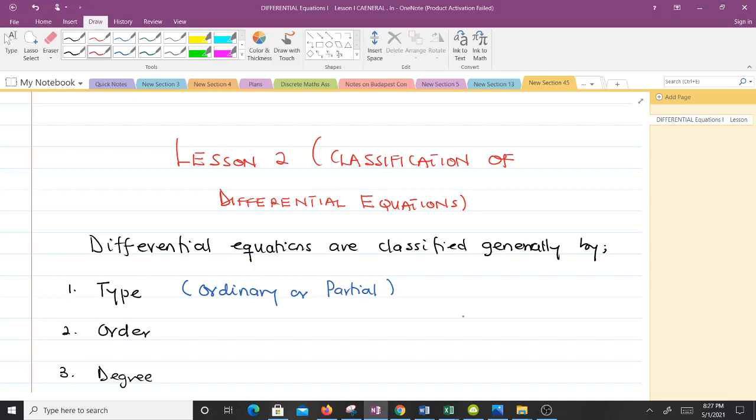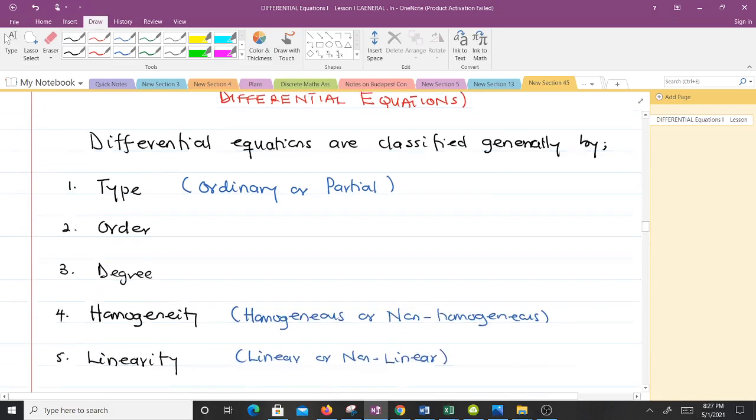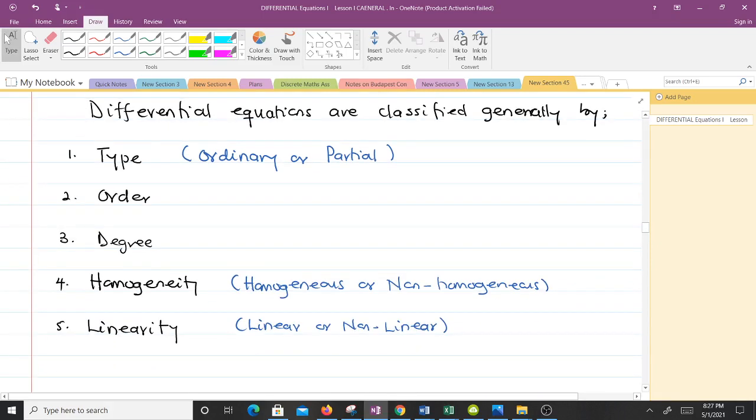Even when it comes to things from our basic knowledge from basic school, we said we could classify things into living things and non-living things. So when it comes to differential equations too, we can classify them into various classes based on some rules. So we do the classification of differential equations based on four main things: the type, the order, the degree, and linearity. And sometimes we do add homogeneity.